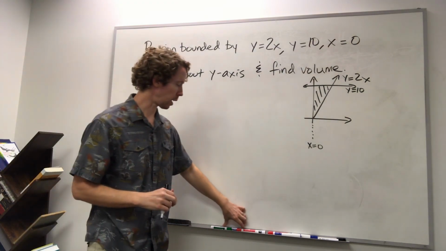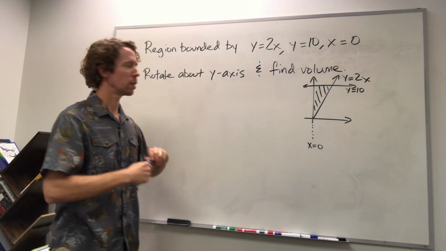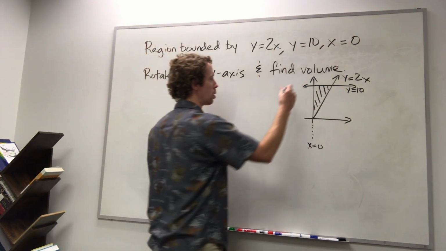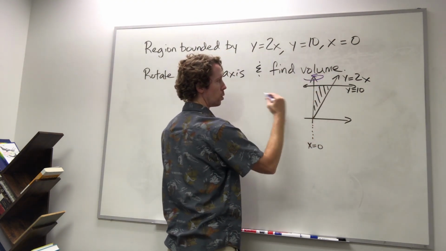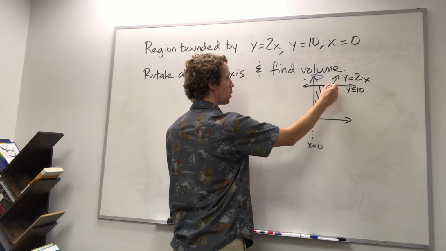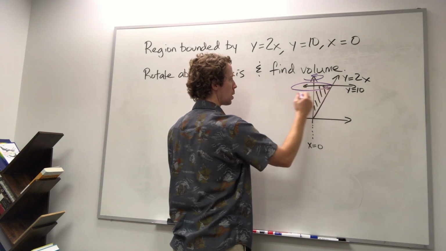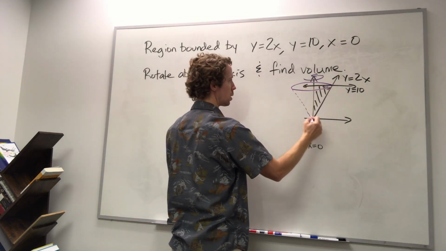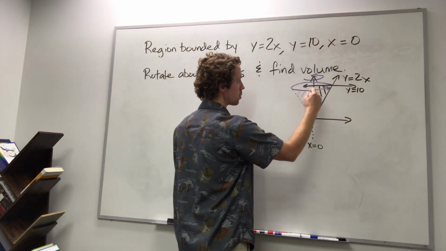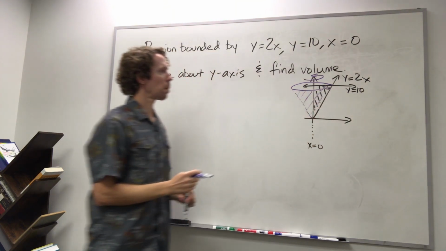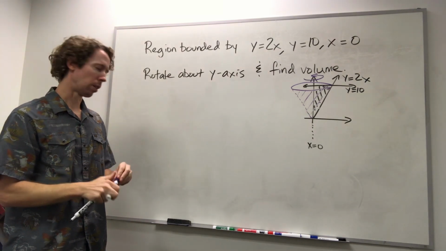When I rotate that about the y-axis, I'm going to get a cone. So when you rotate that, when you swing it around, it does something like this. So I've got this three-dimensional cone, and I want to find the volume of that thing.